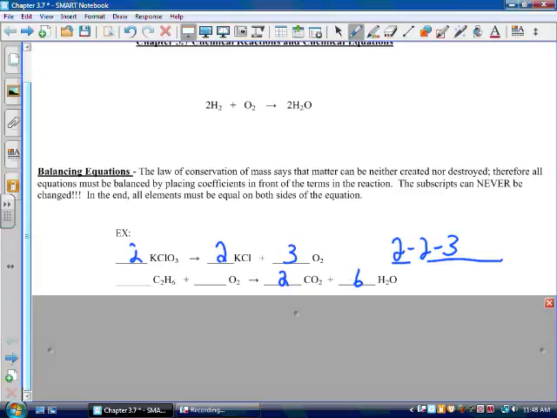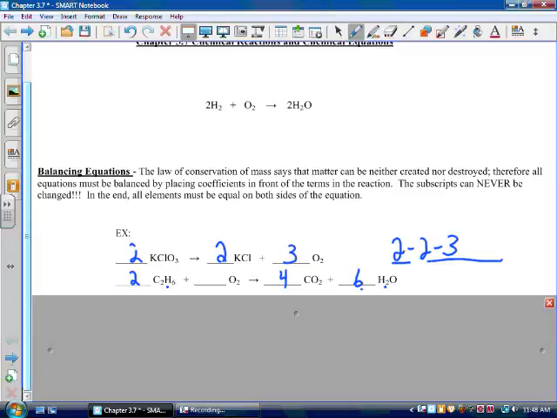Let's go back and do the hydrogens. I have 6 hydrogens over here. 6 times 2, 12. So I'll put a 2 here now. Double that. I have 2 times 2 carbons, which is 4. So I'm going to come back here and fix this and make a 4. So I have 4 carbons there. Now, let's go back to the oxygens finally again.